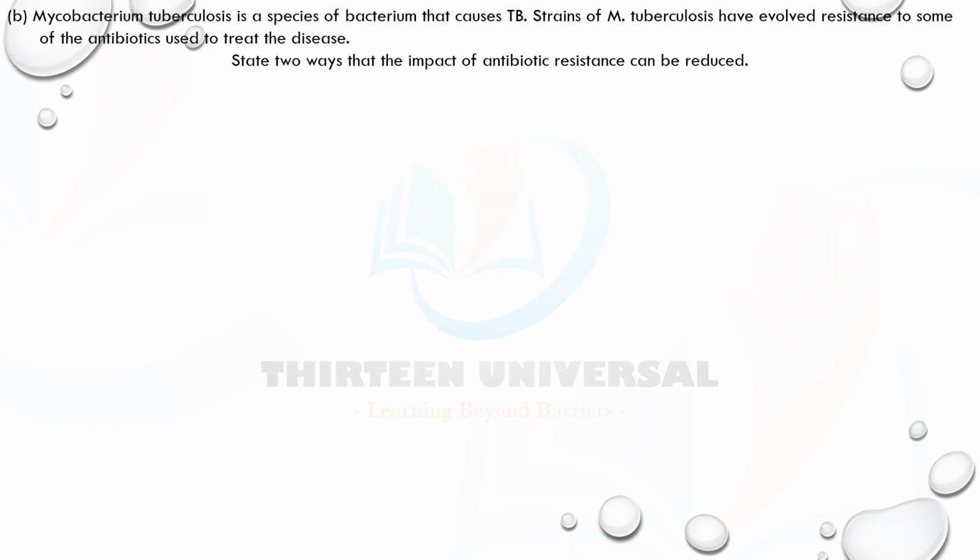Mycobacterium tuberculosis is a species of bacterium that causes TB. Strains of M. tuberculosis have evolved resistance to some of the antibiotics used to treat it. State two ways the impact of antibiotic resistance can be reduced. In what ways? How do we reduce it? Pause the video and try out this question, my people.